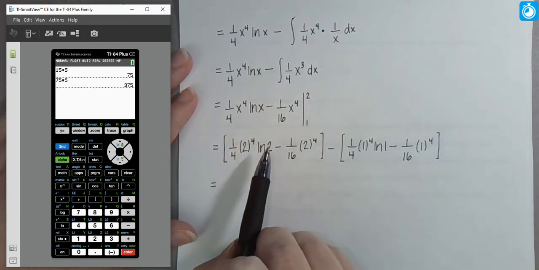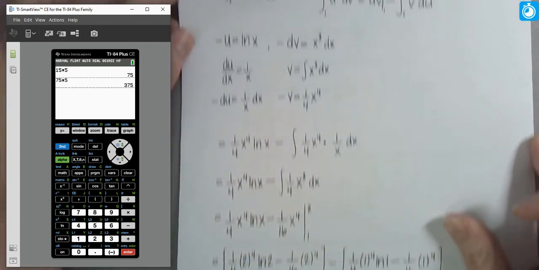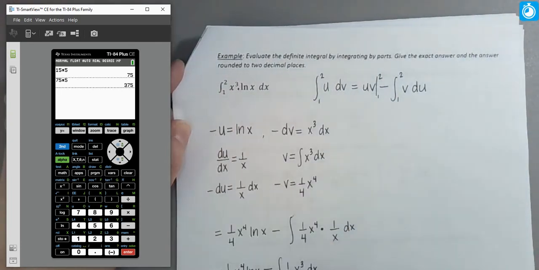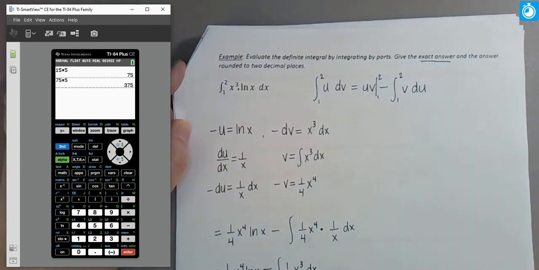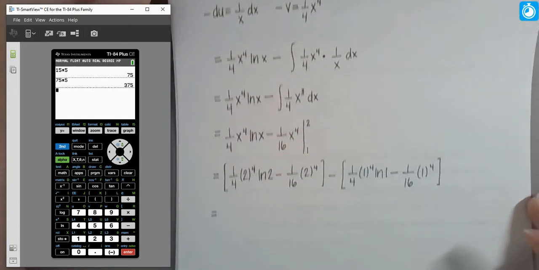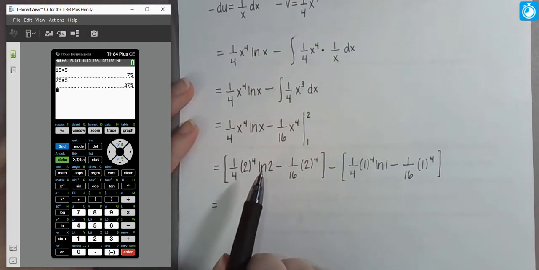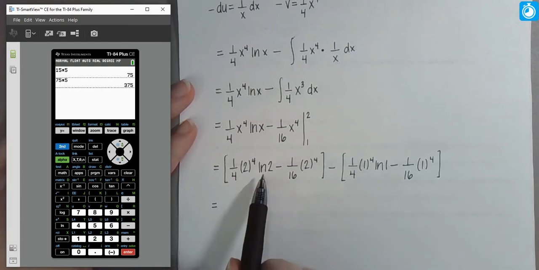Okay, now first off, natural log of 2, that's going to be an irrational number. So what were our directions with respect to the answer? We want the exact answer, and we also want an answer rounded to 2 decimal places. But for now, I'm going to pay attention to the fact that we want an exact answer. Because natural log of 2 is an irrational number, if you were to type this into your calculator, all you get is an approximation, not an exact value. So we're actually going to leave natural log of 2 alone.